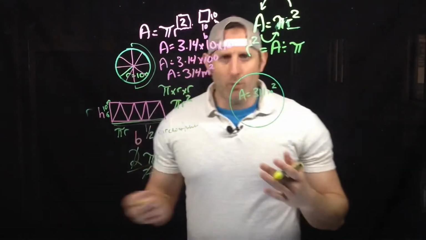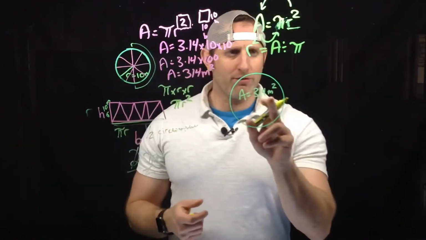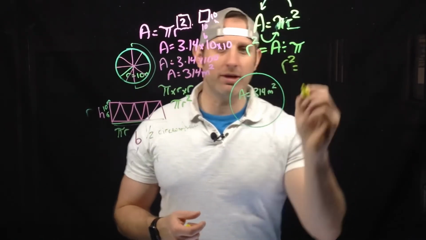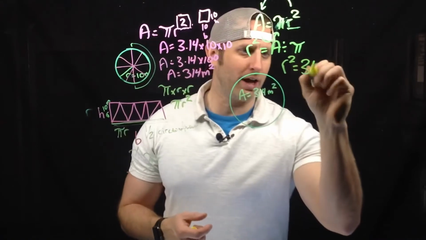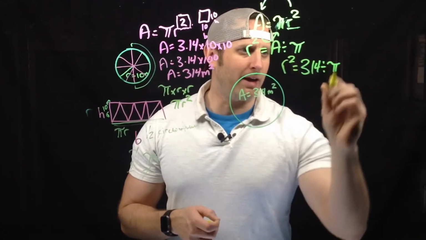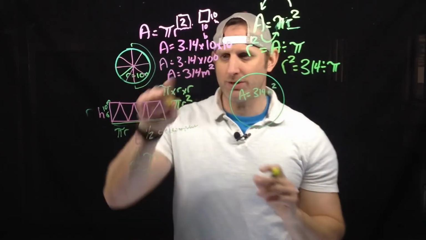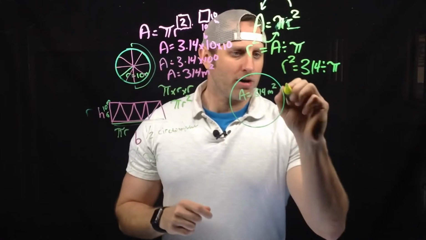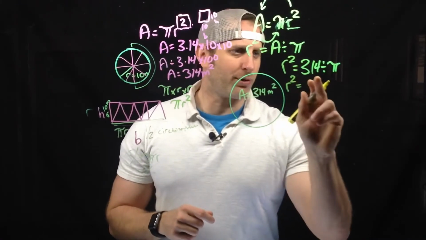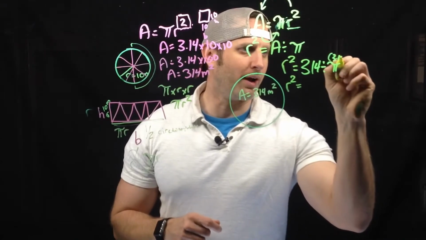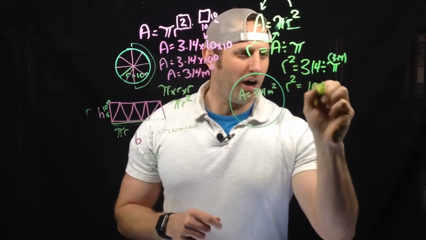Now we have numbers that we can use again. We have 314 and pi. So r squared is going to be equal to 314 meters squared divided by pi. And what you'll notice here is that we're using the same numbers from this side, but I want to show you something. R squared is equal to 314 divided by pi, which is 3.14. I'll just put that in brackets. We're going to get 100.